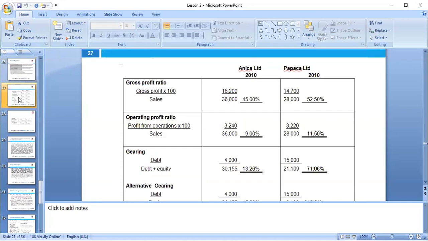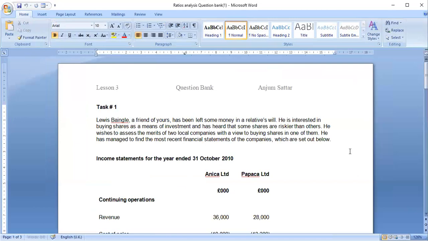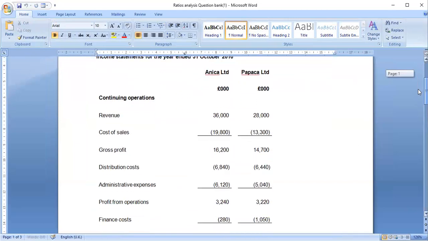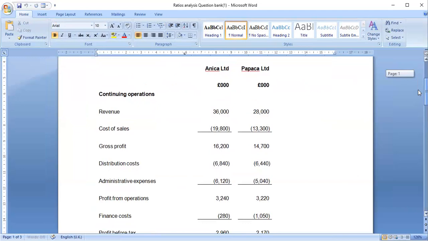So let's say we have two companies. There is a question bank available on Moodle as well, and I'll share it with you in a minute. So please, if you have any questions until now, you can ask. We've been given two companies, one called Anika and one called Paprika. Just ignore the years, they are quite old, but it just gives you the concept.